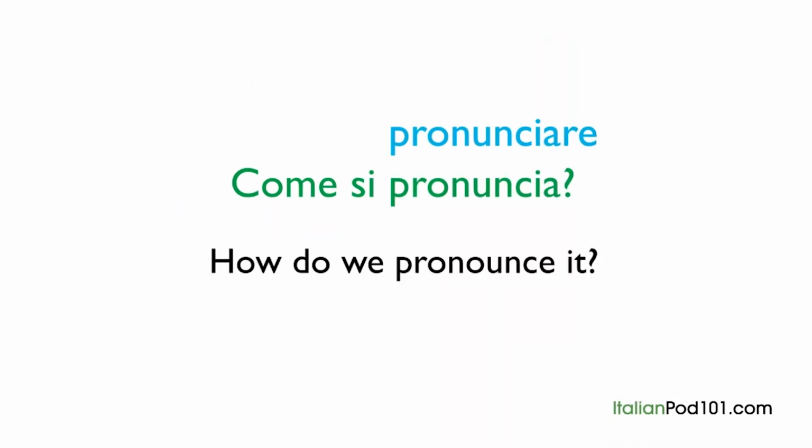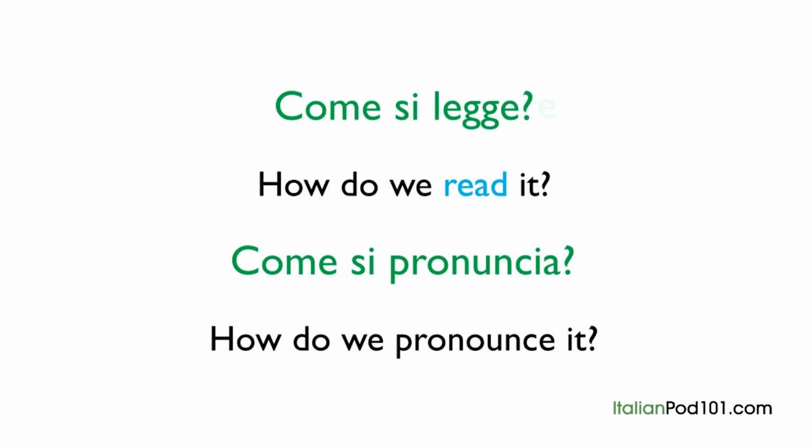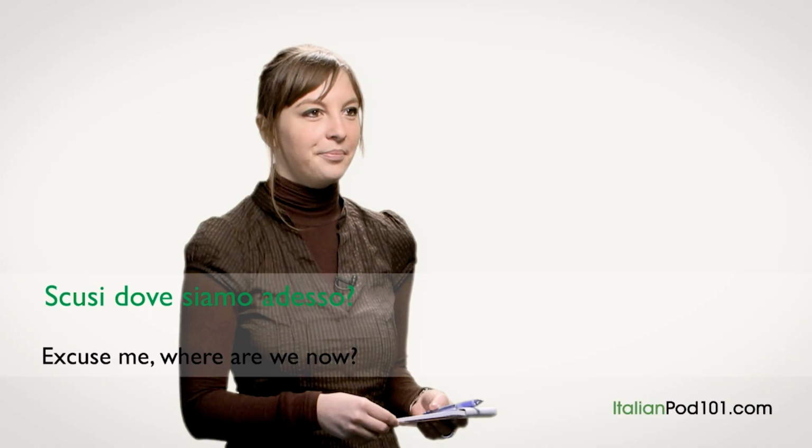Instead of pronunciare, to pronounce, we can also ask how to say something by using the verb meaning to read, which in Italian is leggere. In this case, the sentence goes like come si legge? How do we read it? Come si legge?